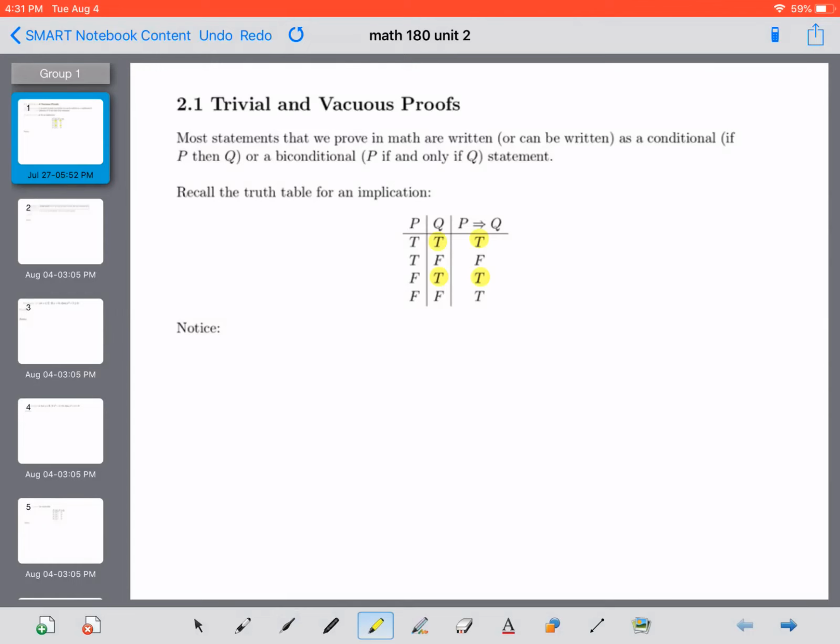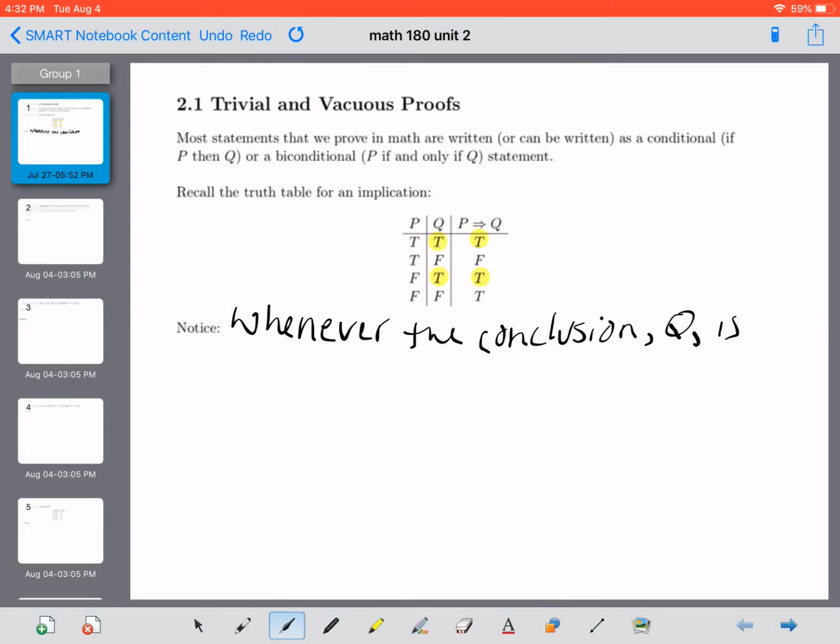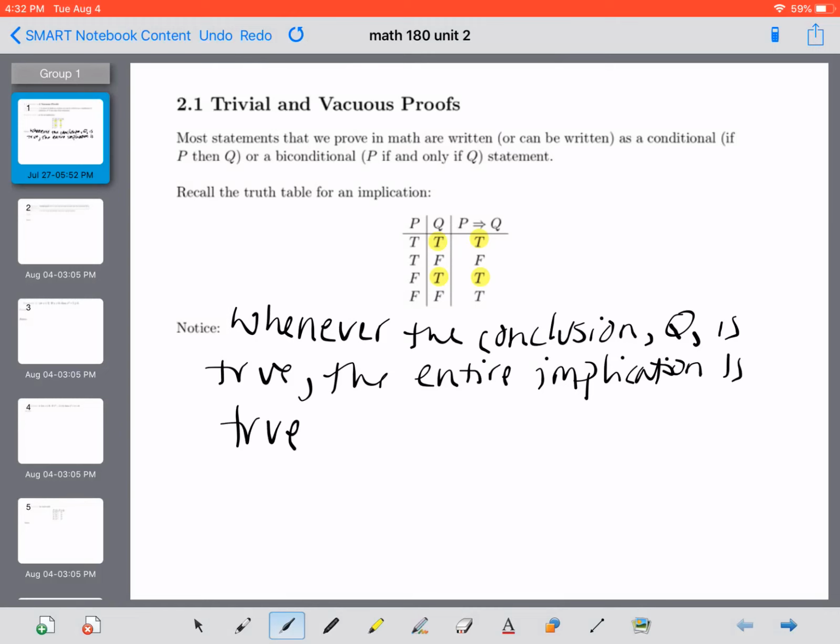Which means, whenever the conclusion of an if-then statement is true, the entire implication is true. So if you're given an if-then statement and you recognize that the conclusion of the statement is always true, that the hypothesis actually doesn't even matter, that the conclusion is just always true no matter what, then you can use that to justify that the entire implication is true. And we call this a trivial proof.